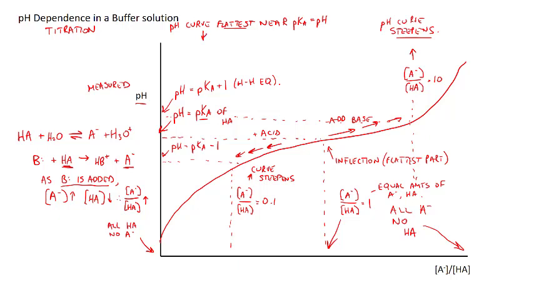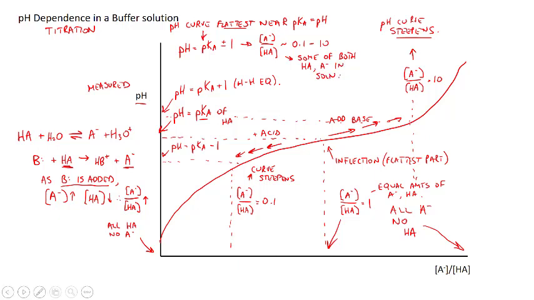So the pH curve is going to be the flattest when we are near pKa equals pH. Whenever the pH is equal to pKa plus or minus 1, that means that our A minus over HA ratio is somewhere in the range of 0.1 to 10, and that means that we have some of both of our conjugate acid and our conjugate base in solution.